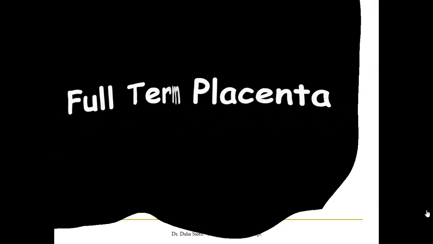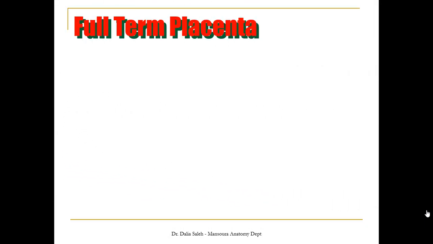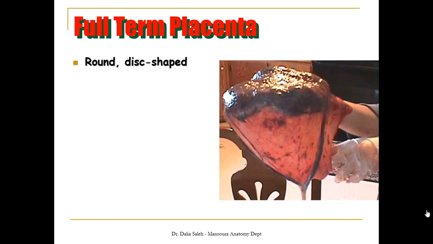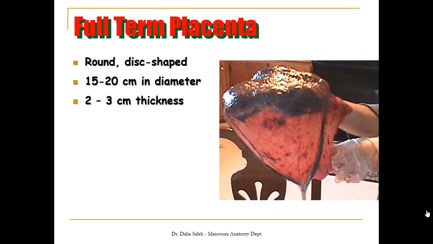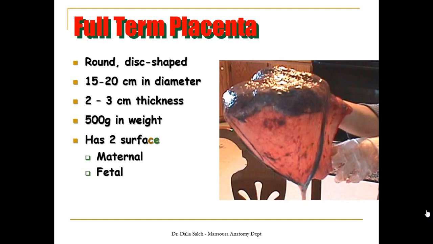So what is the structure of the full-term placenta? It is rounded in shape and disc-like. That's why in Greek it is called the plakous, or flat cake. It is about 15 to 20 centimeters in diameter, 2 to 3 centimeters in thickness, nearly half a kilogram in weight, and has two surfaces, a maternal surface and a fetal surface.